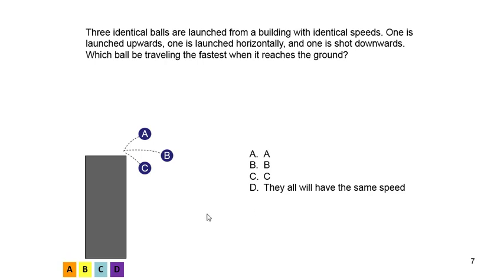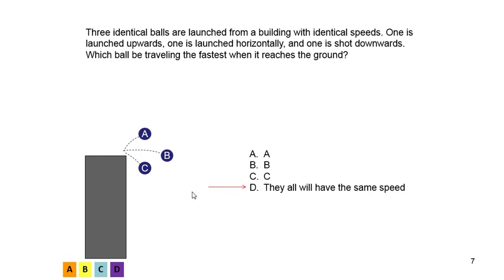Okay, so this might not be totally intuitive, but you might want to say that this one's going to be going the fastest when it falls because you're shooting it downwards. Or maybe some people will think that A is going the fastest when it reaches the ground because it's in the air for so much longer. But as it turns out, they all will have the same speed at the bottom.